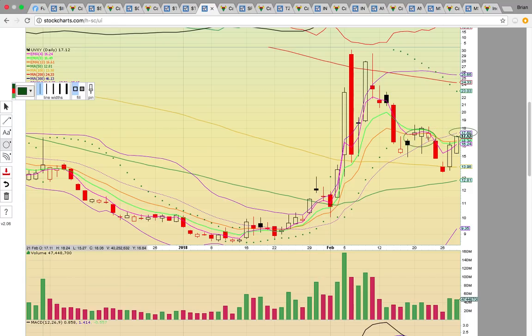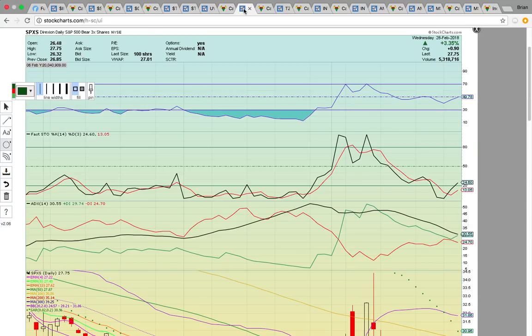Notice how the middle Bollinger Band had been holding until it dropped on this red candle, until support broke and it dropped below. And so if it got back above, that would signal continuation of this previous trend. So yeah, it's a really important level, 17.50. It needs to get above to head higher.